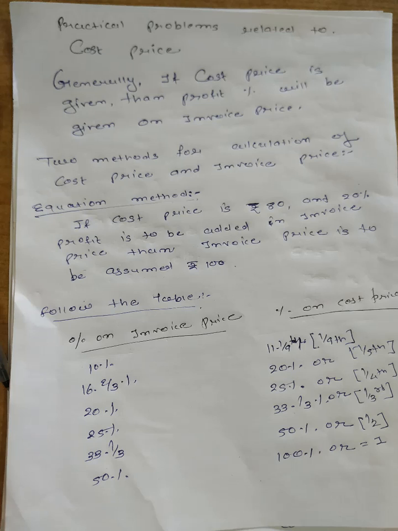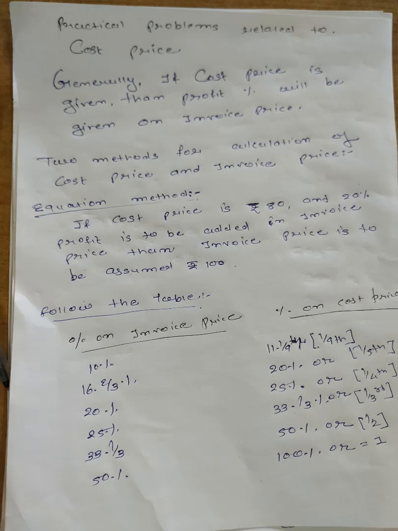Remember one thing, in university sums or university papers, one of the prices is given and another price you have to find out with the help of a profit percentage. If cost price is given, you are going to find out invoice price, and if invoice price is given, you are going to find out cost price. So how will you do this? There are 2 popular methods.